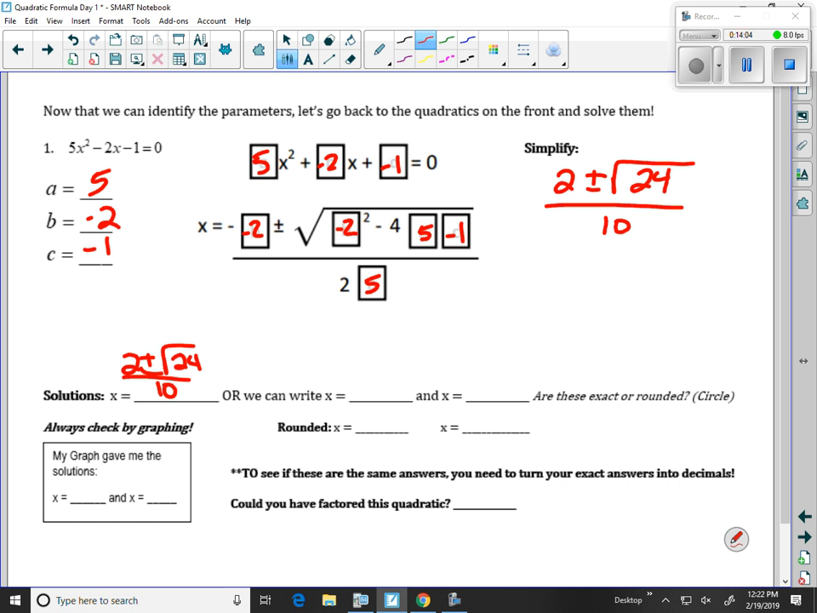Okay, if we break it up, because it's two answers. It's actually two answers. It's 2 plus the square root of 24 over 10, and it's 2 minus the square root of 24 over 10. So it actually gives us two answers. We can just write it as one and kind of condense it, which is nice.